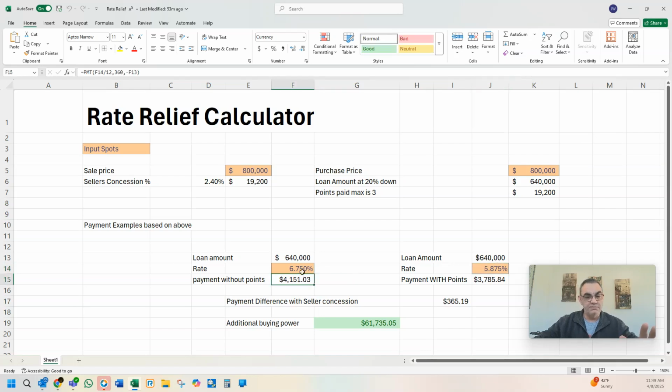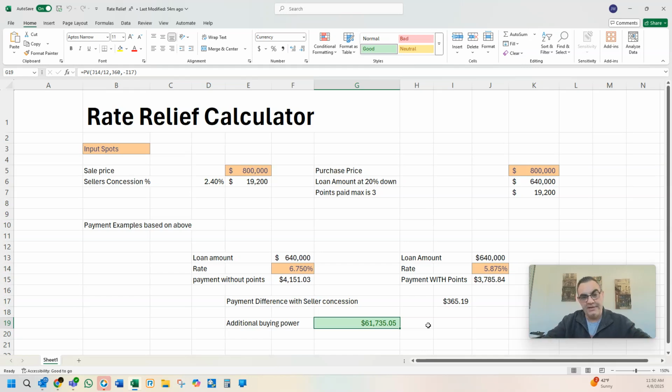Your normal payment at 6.75 is 41.51, but with the bought-down interest rate, it's 37.85, and that's a savings of $365 a month. So in essence, this additional buying power number is what it would really cost. Like if you were doing a $61,735 mortgage at 5.875, it would be $365 a month. So we translate that backwards. Whatever they're saving is their additional buying power.